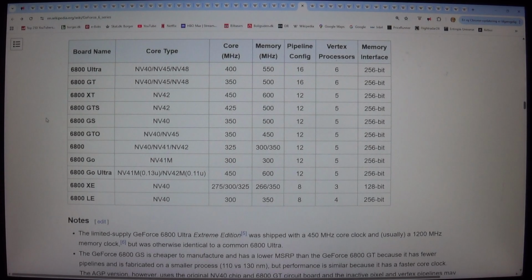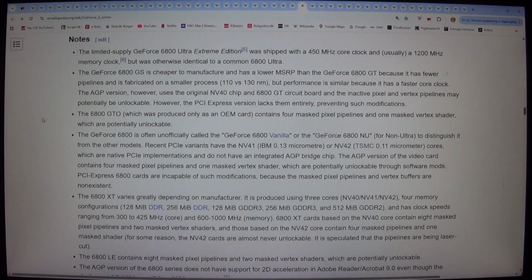6800 XT: NV42, 450, 612, 256 bit. 6800 GTS: NV42, 425, 512, 256 bit. 6800 GS: NV40, 350, 512, 256 bit. 6800 GTO: NV40/NV45, 350, 450, 12, 256 bit. 6800: NV44/NV41/NV42, 325, 300, 350, 12, 256 bit.